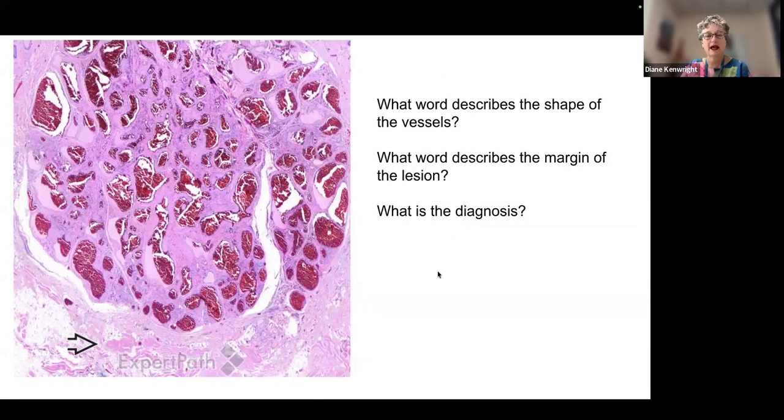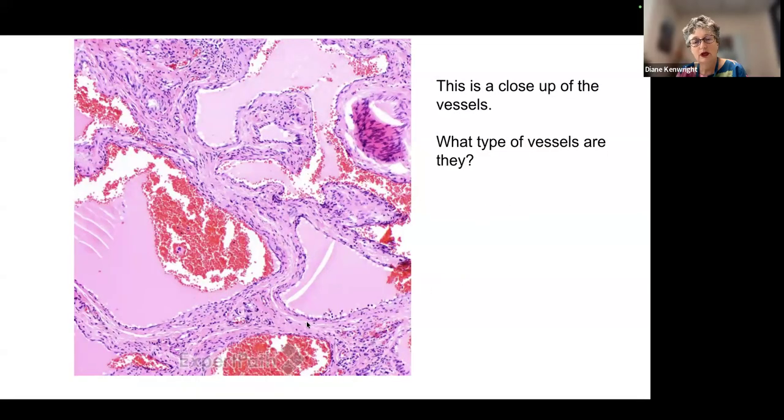All right, so this is a higher up one, and the word that we're using to describe the shape of the vessels is cavernous, and this is circumscribed. So we have a cavernous vascular proliferation that is circumscribed. This is a cavernous venous malformation. And if we look at it closely, we can see a very thin band of smooth muscle around these vessels. And these are veins.